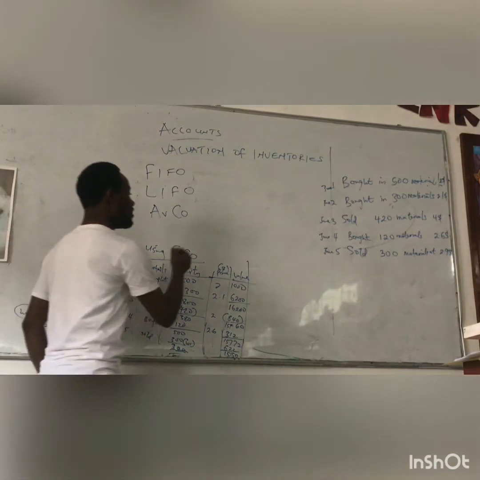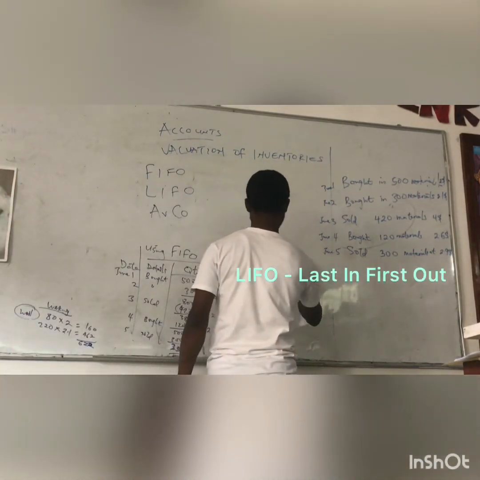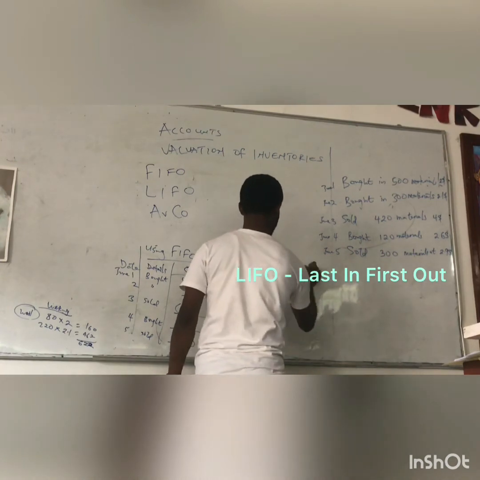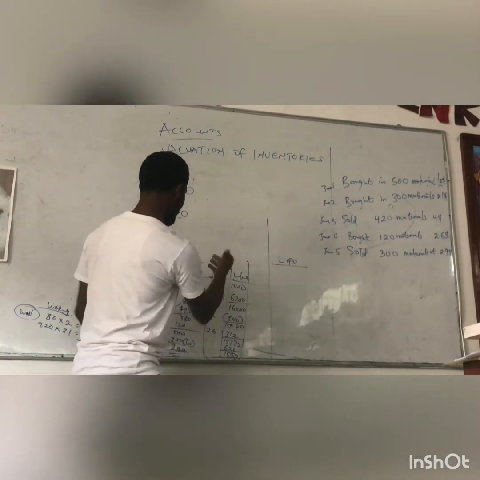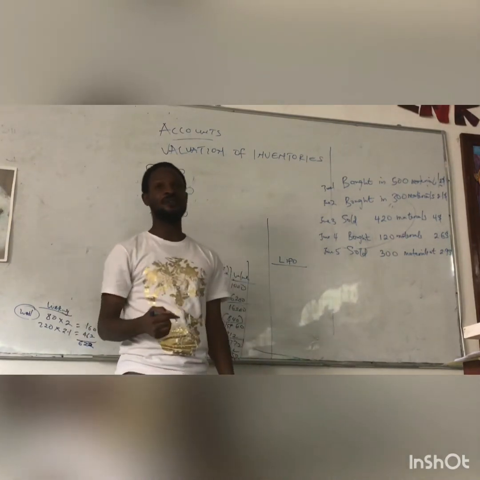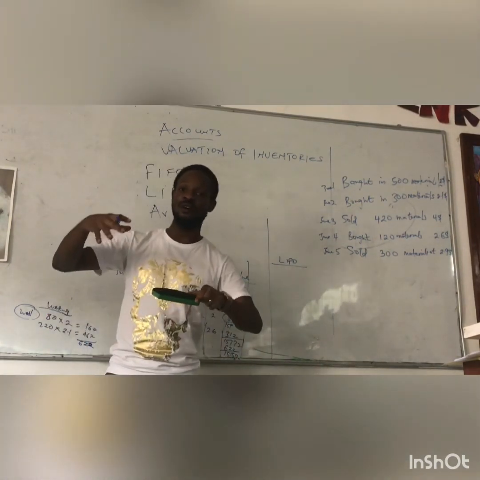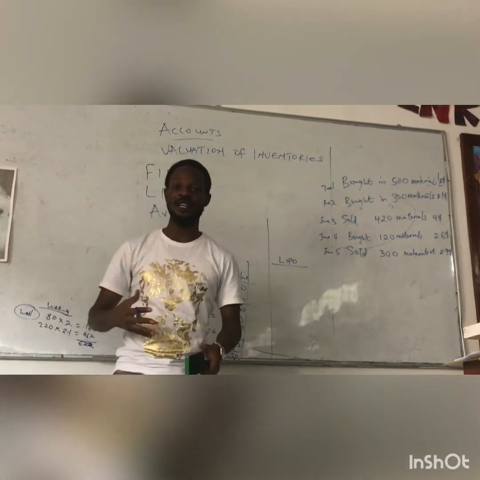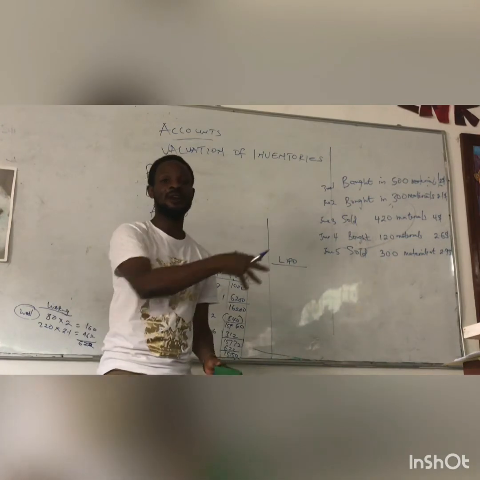So we are using the same information to prepare LIFO, last in, first out. So almost the same thing, only that when we get to goods sold, we have to look at the values of batches of goods as they come in last. You take goods from the last batch before you go to the earlier batch.